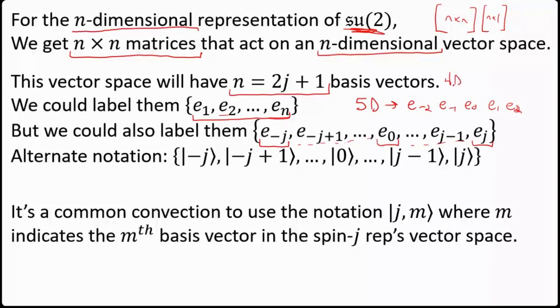Or if it was a 4-dimensional space, that would be spin 3/2, I think. So the basis vectors would be E -3/2, E -1/2, E +1/2, E +3/2. This is kind of a weird labeling, but it has to do with this being the dimension n, and this being spin j. So you can label by dimension, or you can label by spin. Spin labeling is a bit weirder, but it's more common in physics.